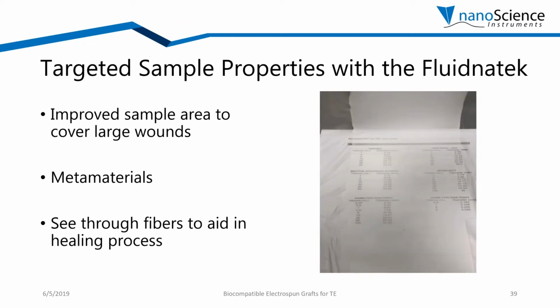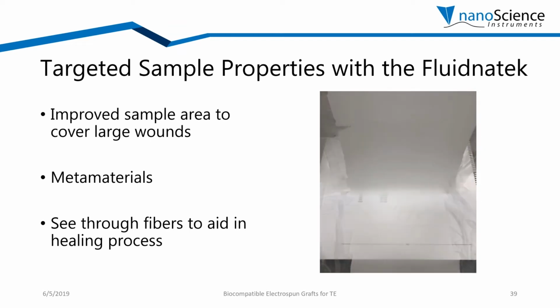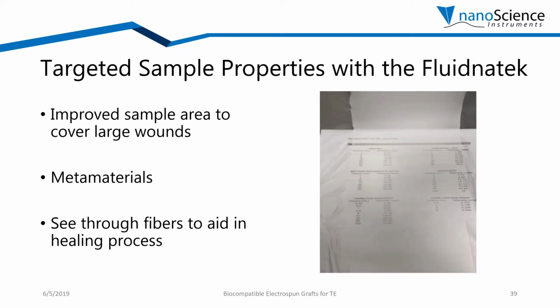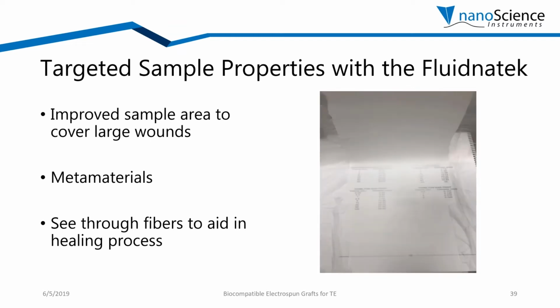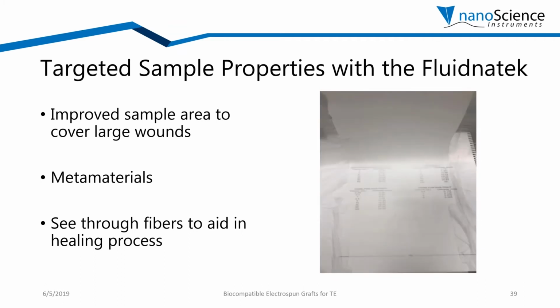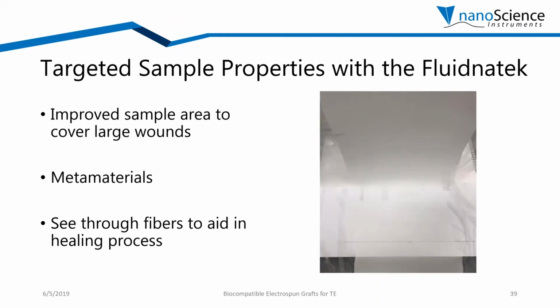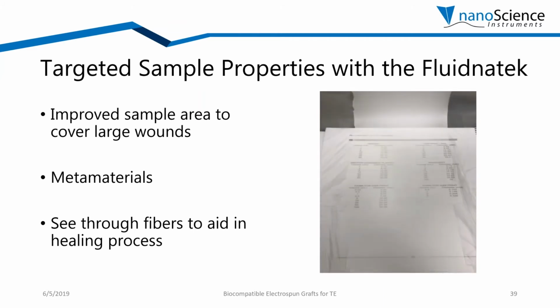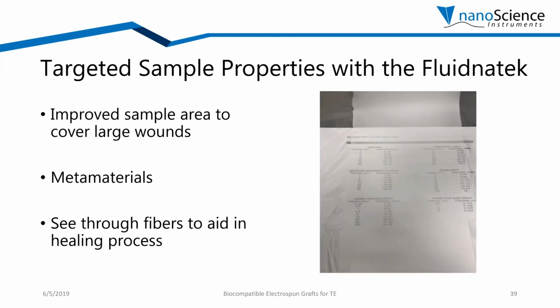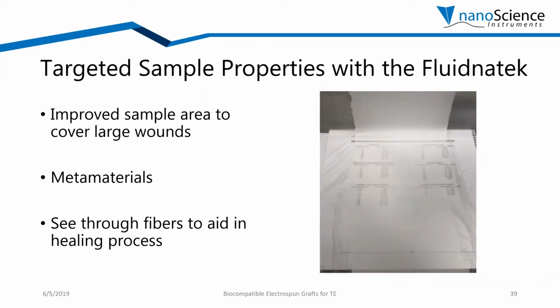With our Fluidnatek technology, we can create a wide area for sample production. For example, this image shows a sample that I created here in Phoenix with an average size of 30 centimeters by 62 centimeters in length. Bear in mind that we can make larger areas if needed using the roll-to-roll collector. These specific fibers show a really interesting property, which people usually call metamaterial: a material that has a property not naturally found in nature.